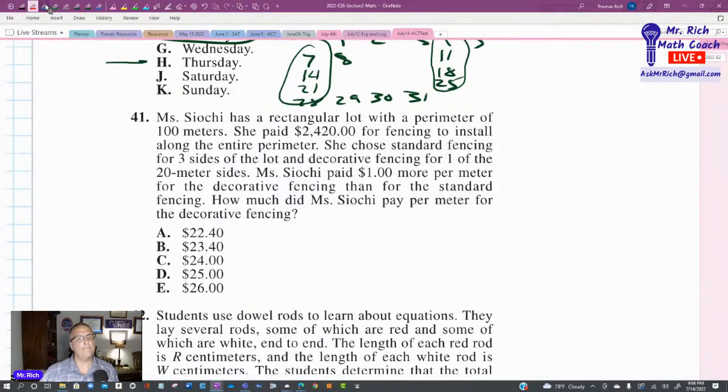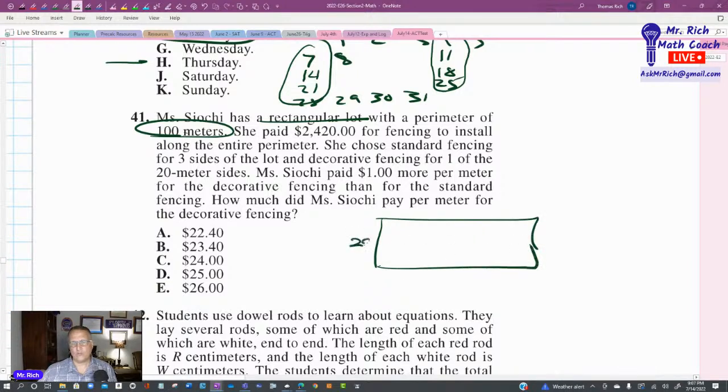41 says that Miss Siochi has a rectangular lot with a perimeter of 100 meters. She paid $24.20 for fencing to install along the entire perimeter. This is rectangular, perimeter of 100. Okay, she chose standard fencing for 3 sides of the lot and decorative fencing for 1 of the 20-meter sides. Okay, so they're giving me a clue here.